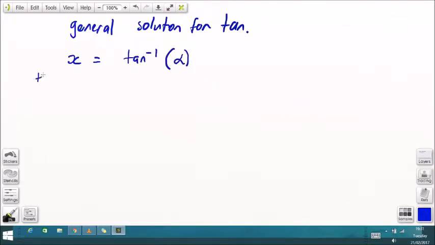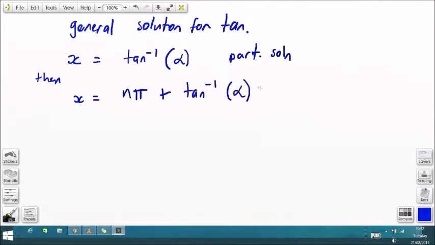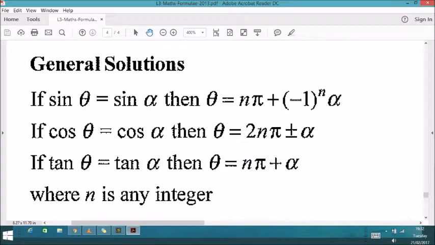Lastly, the general solution for tan. This one's a bit easier to apply. You take once again the particular solution, and then the general solution is just n pi plus that particular solution part. Alright, a little note, here's the part of the formula sheet with your 3 formulas for the 3 general solutions.